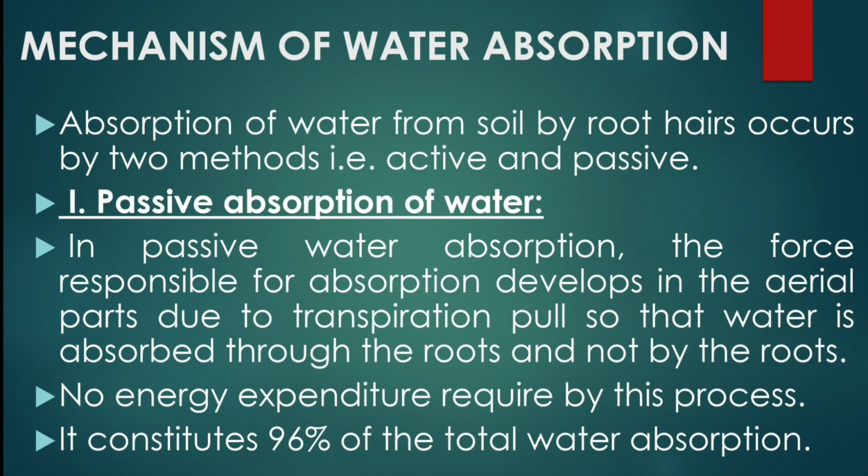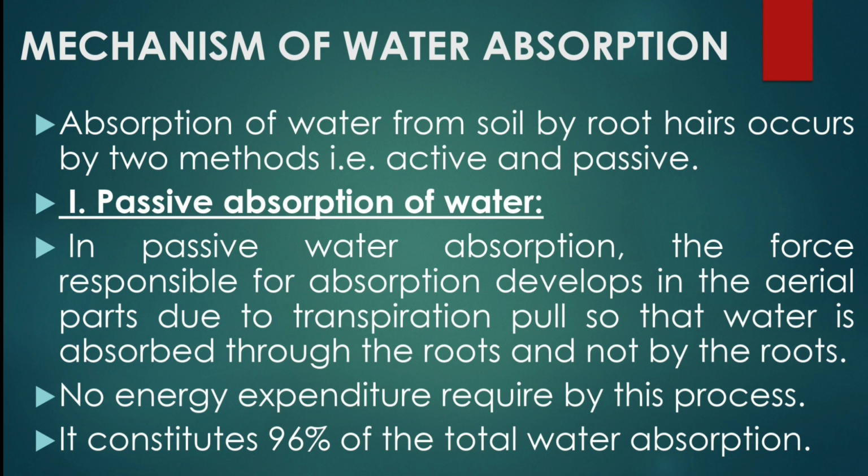Then the mechanism of water absorption. Absorption of water by root hair occurs by two methods: one is active absorption, one is passive absorption. Whenever the word active is used, it means energy is utilized by the plant, and when it is passive, there is no need to use metabolic energy. So let's discuss in detail.